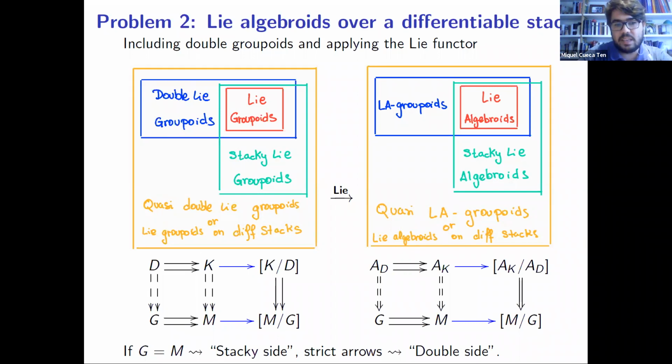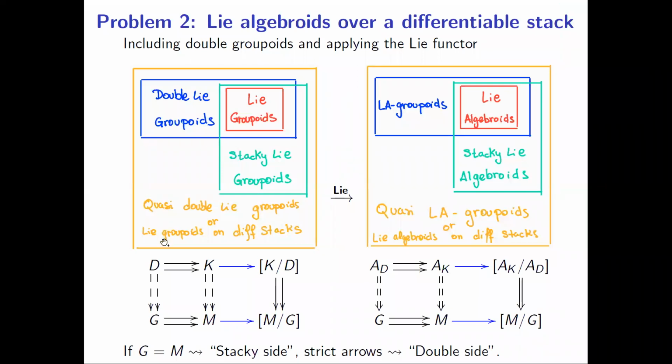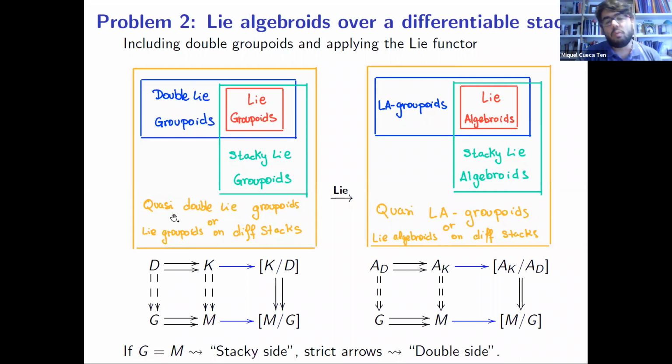And then if G is equal to M and the arrows are dashed, the Morita class of this is what corresponds to a Stacky Lie groupoid. Then there are two directions: the Stacky direction, where the arrows are dashed, and the double Lie groupoid direction, where the M is replaced with an arbitrary G. And then you want to unify both directions. This is what should be a Lie groupoid over a differentiable stack, or what we call a quasi-double Lie groupoid; there is no definition right now for that. And then if you apply the Lie functor, for Lie groupoids you end up in Lie algebroids, for double Lie groupoids you end up in LA groupoids, and for Stacky Lie groupoids you end up in Stacky Lie algebroids.